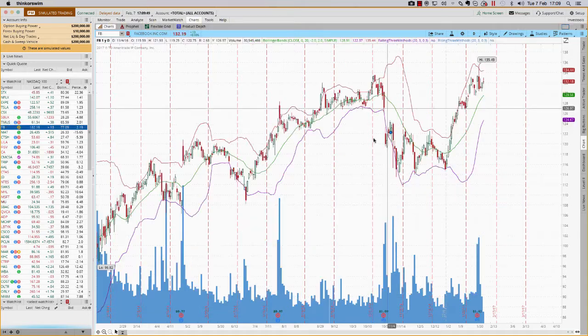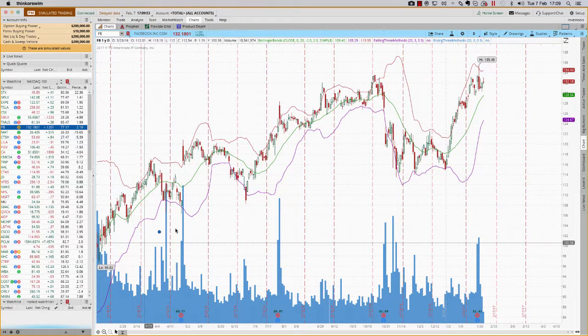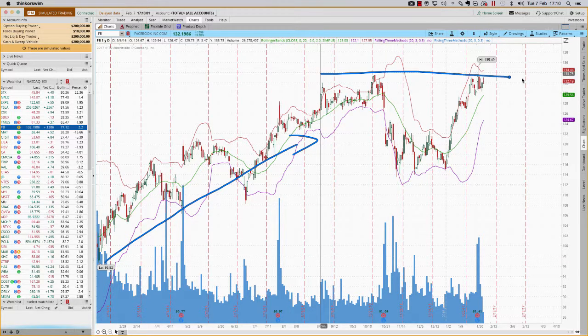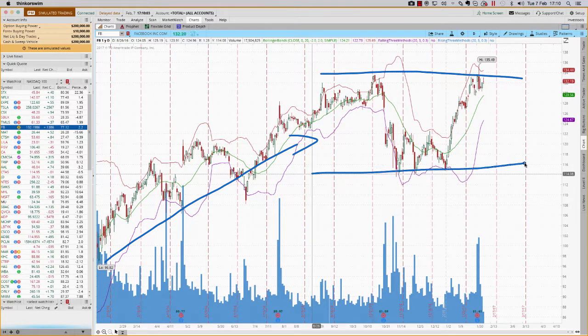Looking at this chart, quite possibly I would categorize this as a half and half. So this is one of those instances where it's not so obvious what's going on. The first half of the chart looks like it's going up, and the second half of the chart looks like it's range bound. So we've got two things developing here.